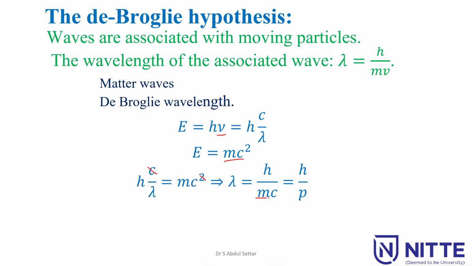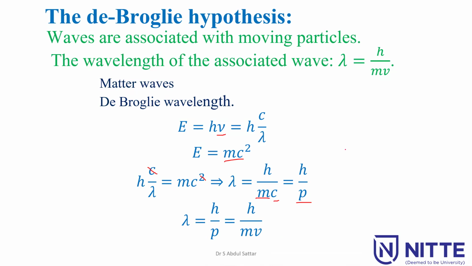Here m is the mass of the photon and c is the velocity of the photon. So m into c gives the momentum of the photon, where p is the momentum of the photon. Therefore, the de Broglie wavelength associated with a photon is lambda equals h by p. The same thing applies to particles, where p is replaced with mass into velocity. So in the case of a particle, the de Broglie wavelength is lambda equals h by mv, where momentum equals mass into velocity of the particle.